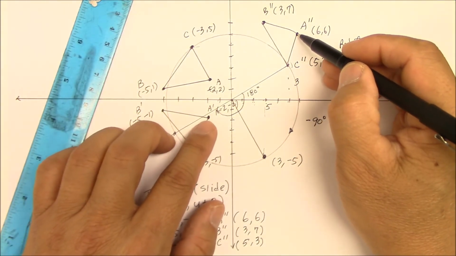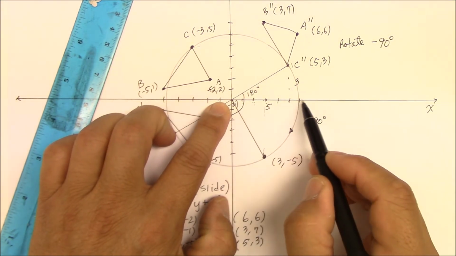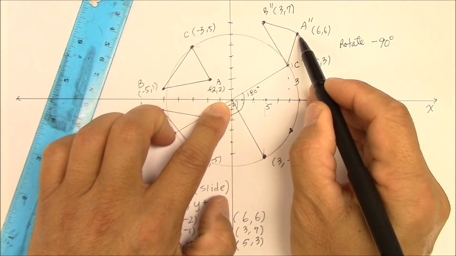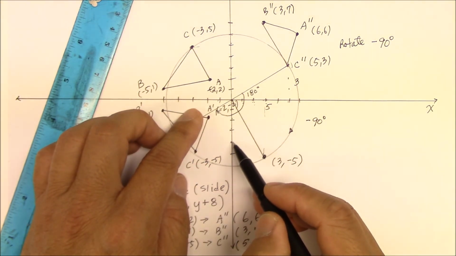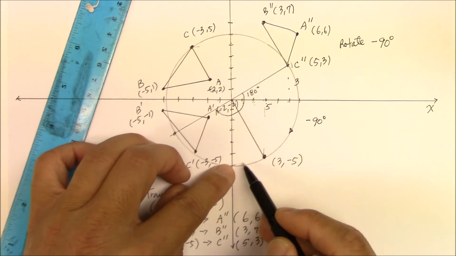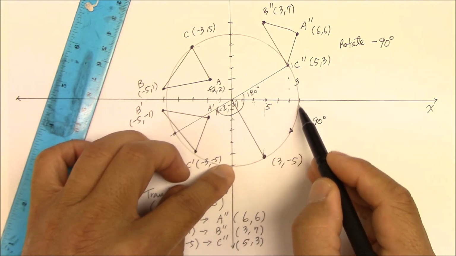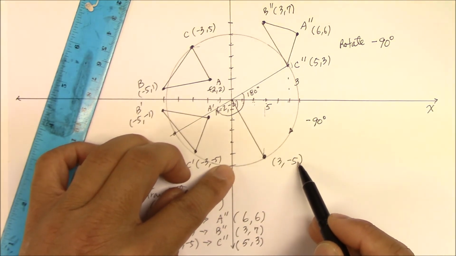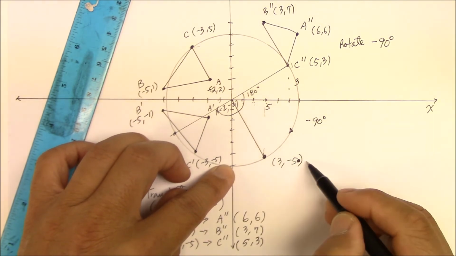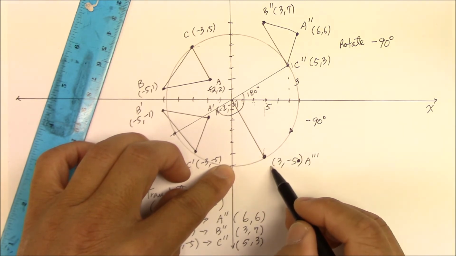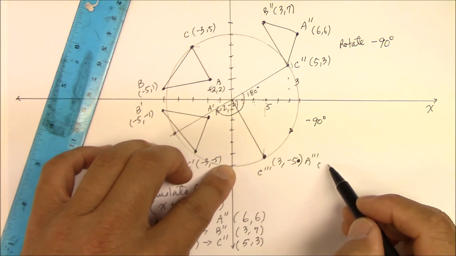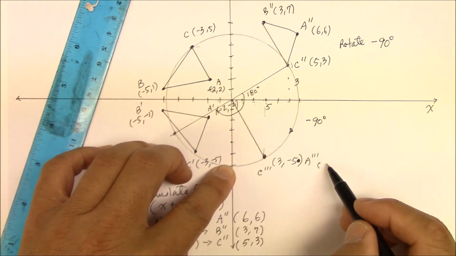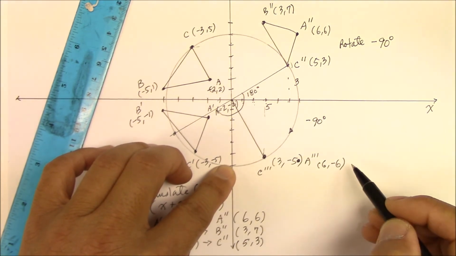See this A double prime? You say 1, 2, 3, 4, 5, 6 right and 1, 2, 3, 4, 5, 6 up. So we went right and up, so we're going to go down and right. 1, 2, 3, 4, 5, 6. 1, 2, 3, 4, 5, 6. We're going to come here somewhere. Right there. And that's going to be my A triple prime. This was my C triple prime. And what's the coordinate for this one? Well, I just did it. It is right 6 and negative 6.